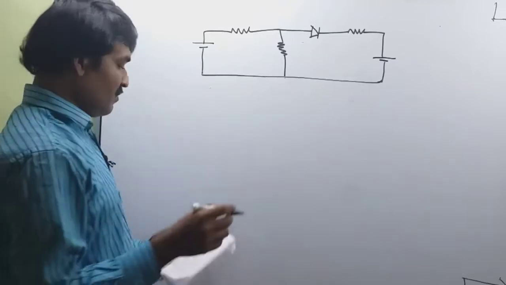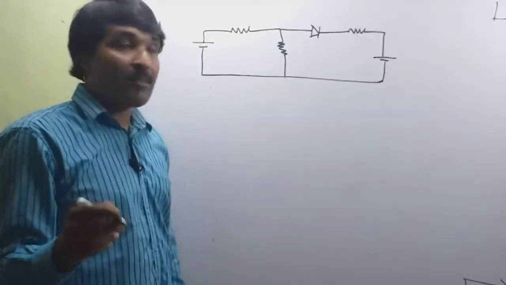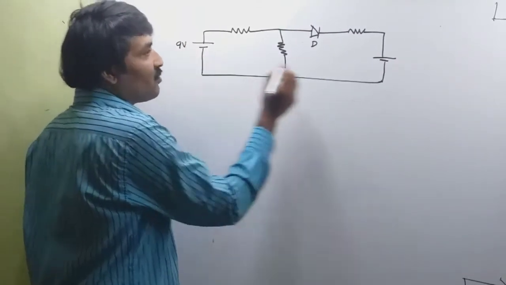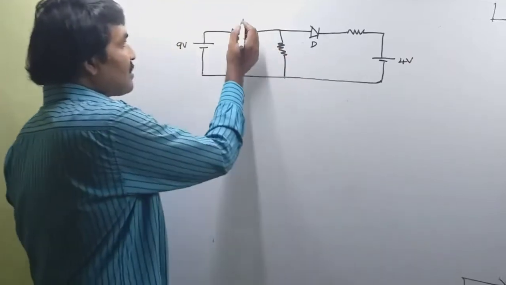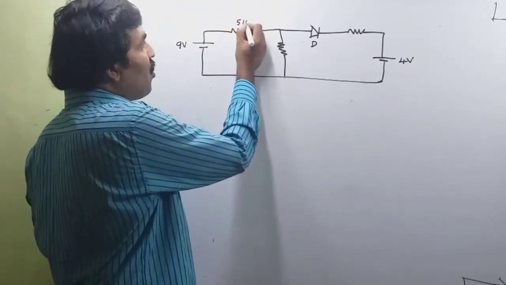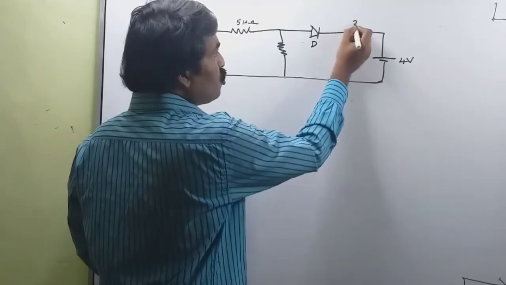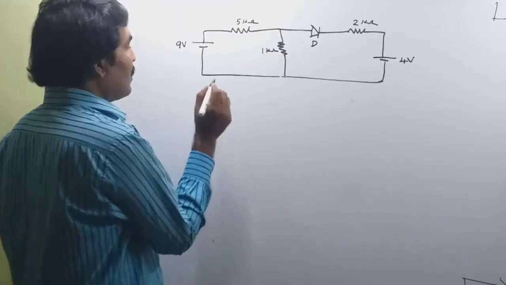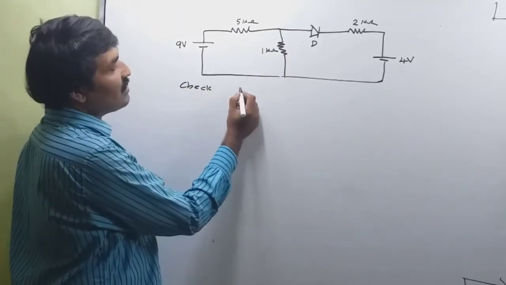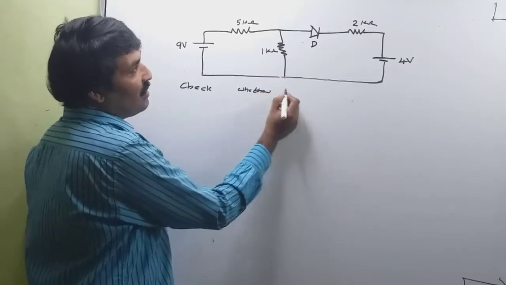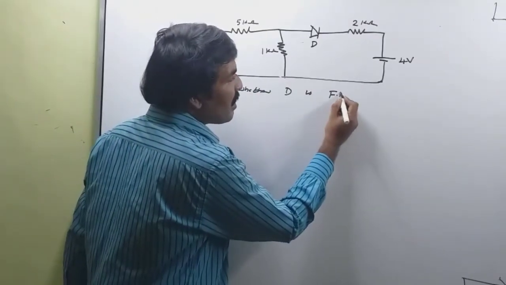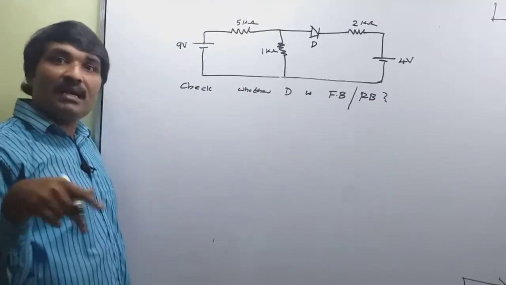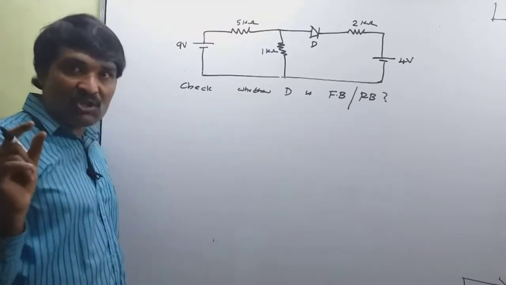Consider a circuit. We want to check whether the diode is in forward bias condition or reverse bias condition. The voltage of this battery is 9 volt. The voltage of this one is 4 volt. Let the resistances be 5 kilo ohm, 2 kilo ohm and 1 kilo ohm. Check whether the diode is forward biased or reverse biased. This is our question. So we can use either the open circuit test or the short circuit test.